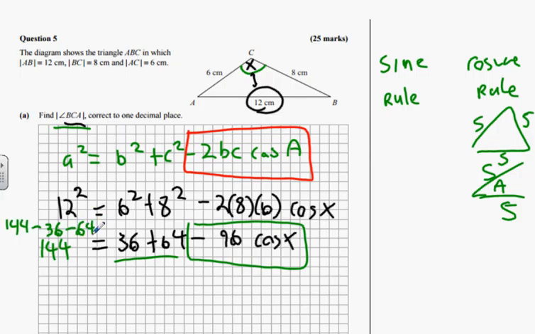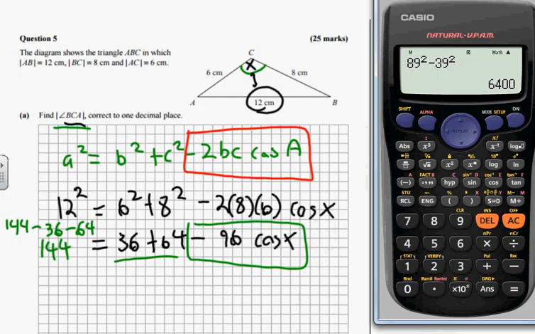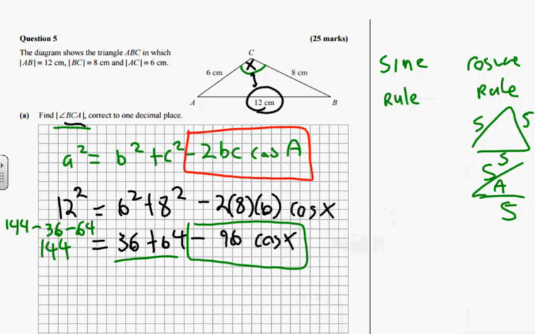So 144 minus 36 minus 64, that's 44, yeah? 44 over, we don't know yet.